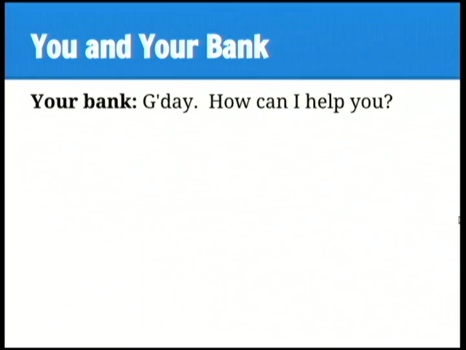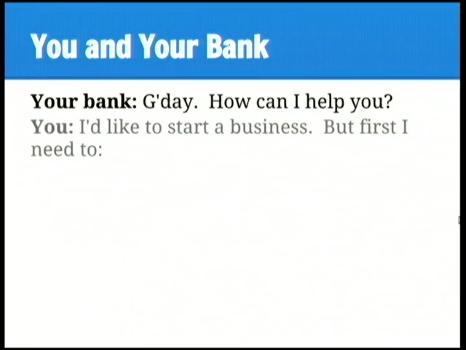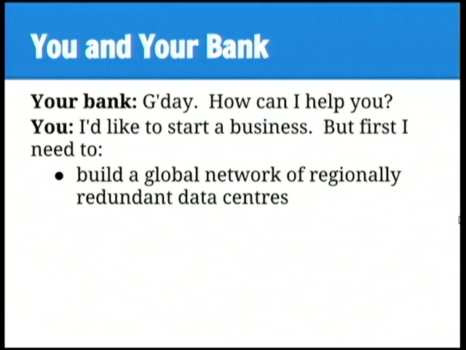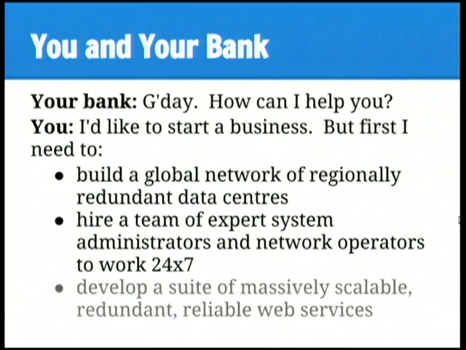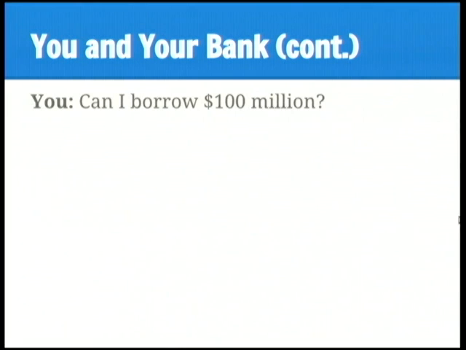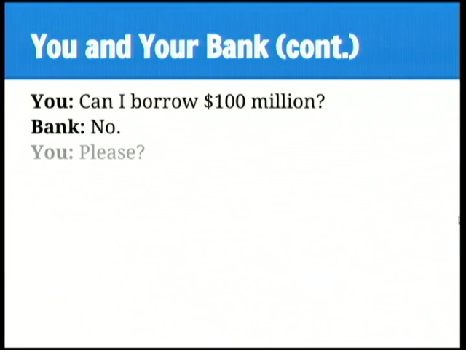Okay, so let's imagine an imaginary conversation with my bank before I wanted to start Slick DNS. So I go in and they say, how can I help you? I'd like to start a business, but first I need to build a global network of regionally redundant data centers, hire a team of expert system administrators and network operators to work around the clock, and develop a suite of massively scalable, redundant, reliable web services. Can I borrow $100 million? They would probably answer no. Please, security. Right? Okay, we keep that in mind. That's absurd, right?